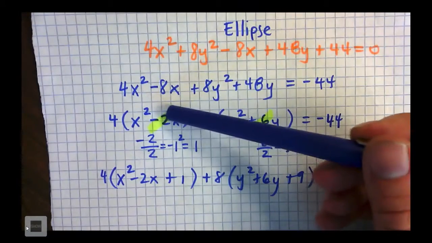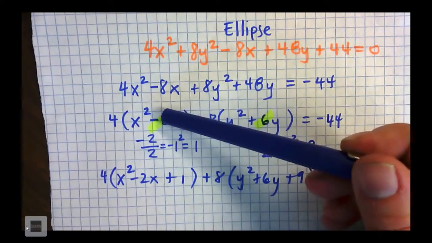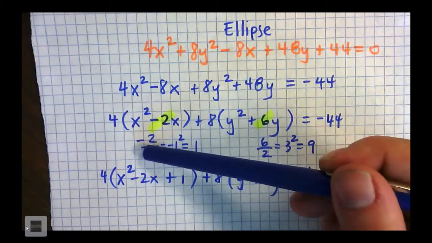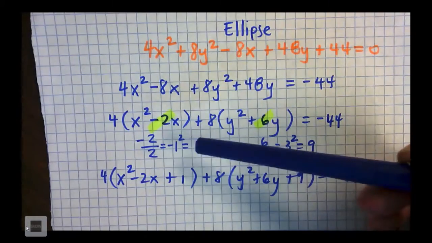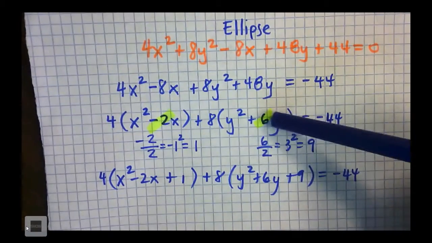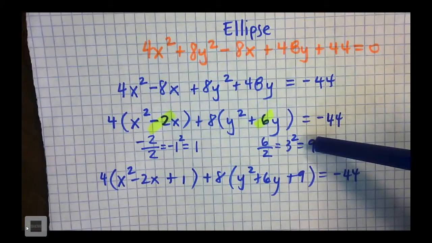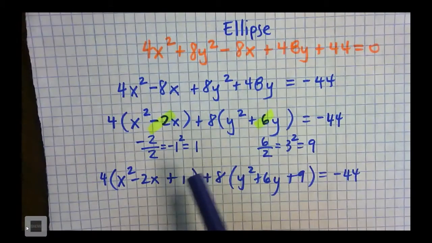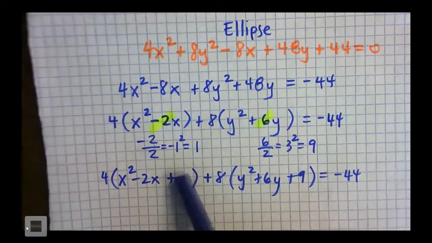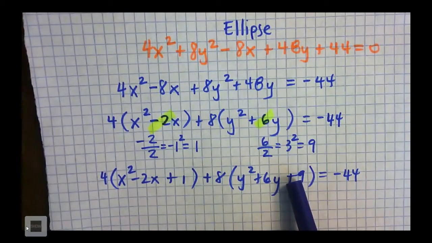Alright guys, so now that we can do CTS, I'm going to take my middle number, my single term with the variable, I'm going to divide by 2, take that result and square it. And I'm going to do the same thing for the y's. Take that number, divide by 2, square that result, and I get 9. And notice I'm going to take that 1 and add it here, take that 9 and add it here.